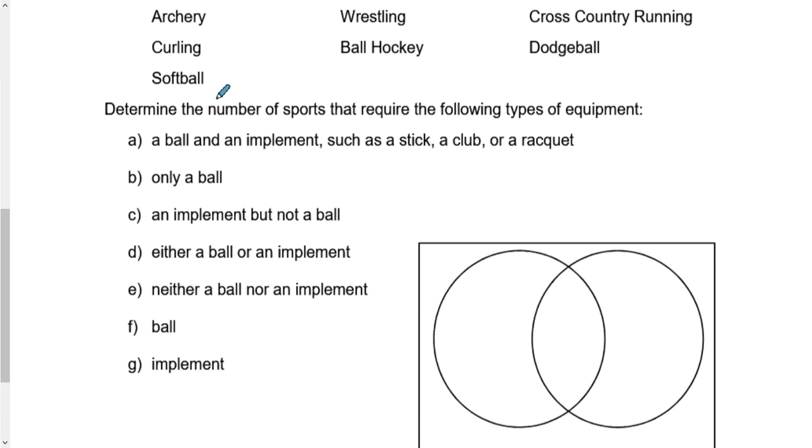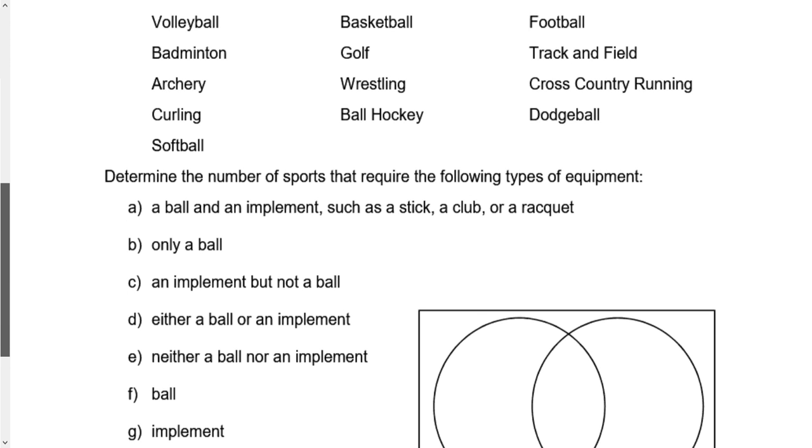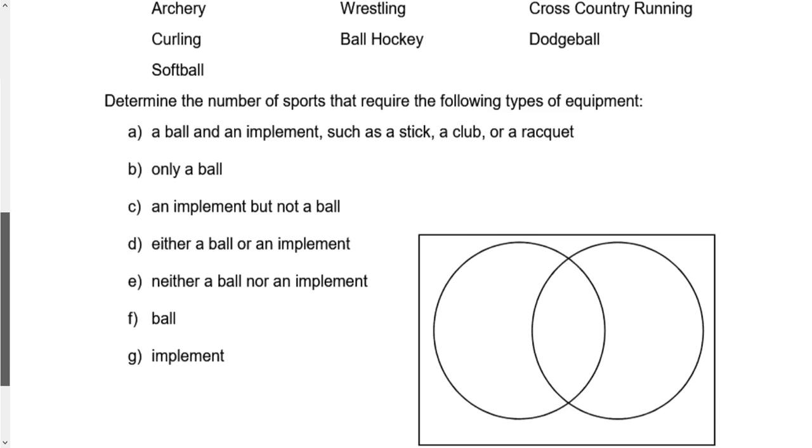What we're going to do is determine the number of sports that require the following types of equipment. The first one is a ball and an implement, such as a stick, club, racket. One's a ball, an implement, not ball. But we're going to have two sets. We're going to have one set that talks about a ball and one that uses an extra implement.